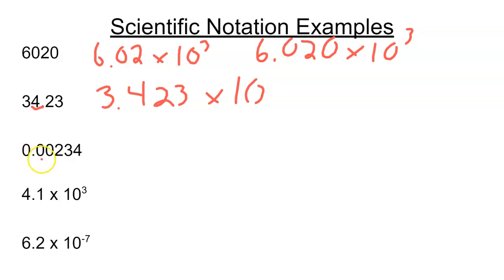Here, we're going to move the decimal place over 1, 2, 3. So we're going to have 2.34 times 10 to the negative 3. Now we're going the other way, right? So what I like to do here is start with the decimal place. Now I'm going to want to end up with a positive exponent, a number greater than 1. So I'm just going to go 1, 2, 3.